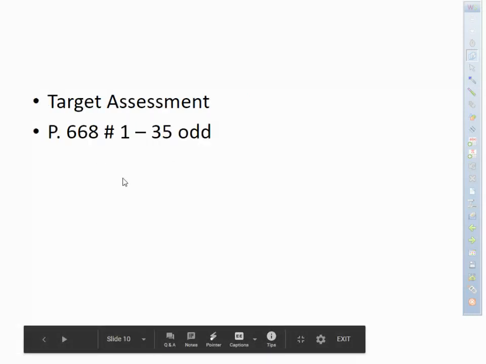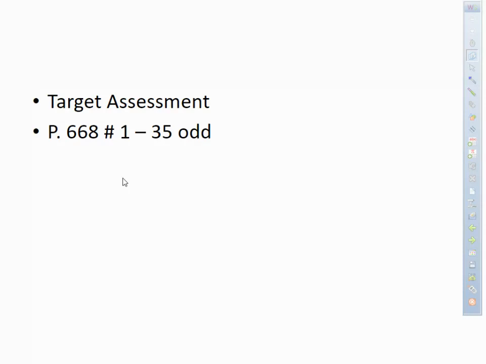So here's your assignment: page 668, 1 to 35 odd. There's a lot of different ones on here that we're going to need to talk about, like finding areas inside loops and things like that, and what happens when you're looping around and tracing out these things. So this is going to take us more than one day to do. So you can try a few of those problems, and we'll talk about this a little bit more when we're in our Zoom.